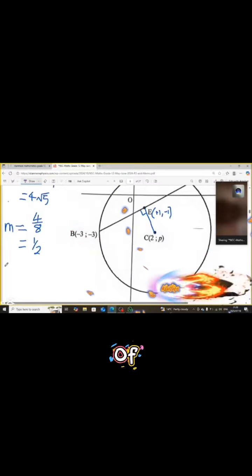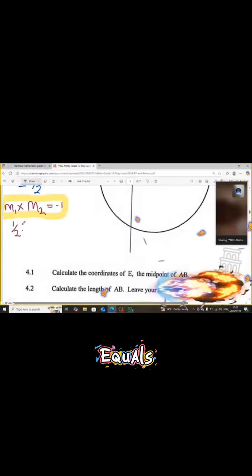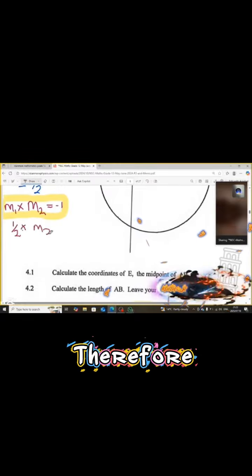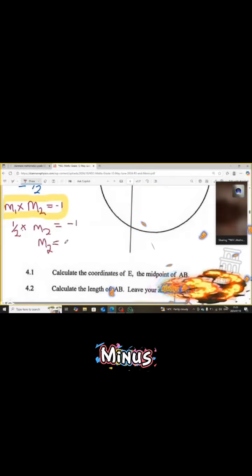Therefore, the gradient of AB times the gradient of CE equals -1. Since we know that CE is the perpendicular bisector of AB, and the gradient of AB is 1/2, then 1/2 times m2 equals -1. Therefore, the gradient of the perpendicular bisector will be -2.